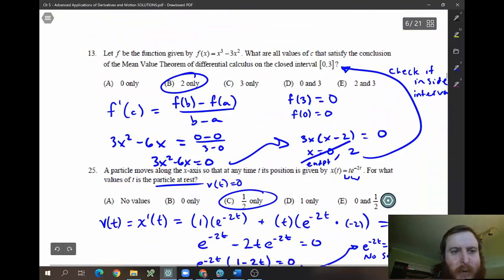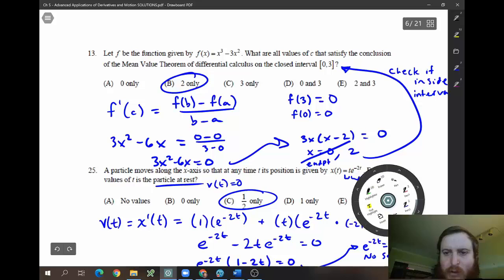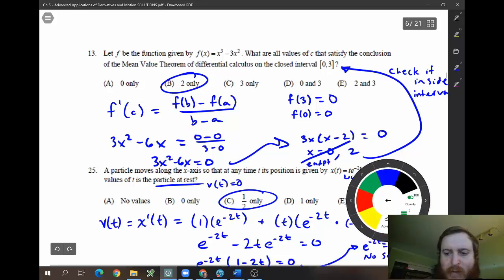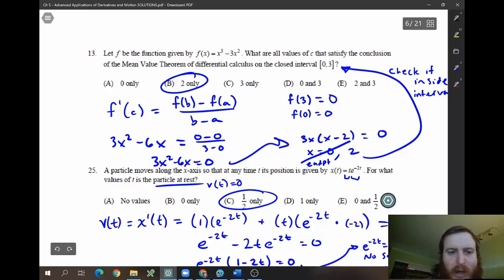Okay, for 13, let f be the function x cubed minus 3x squared, and which of these would satisfy the conclusion of the mean value theorem. So mean value theorem is when we take f prime of c, we set that equal to f of b minus f of a over b minus a. So on the right, I like to do f of 3.